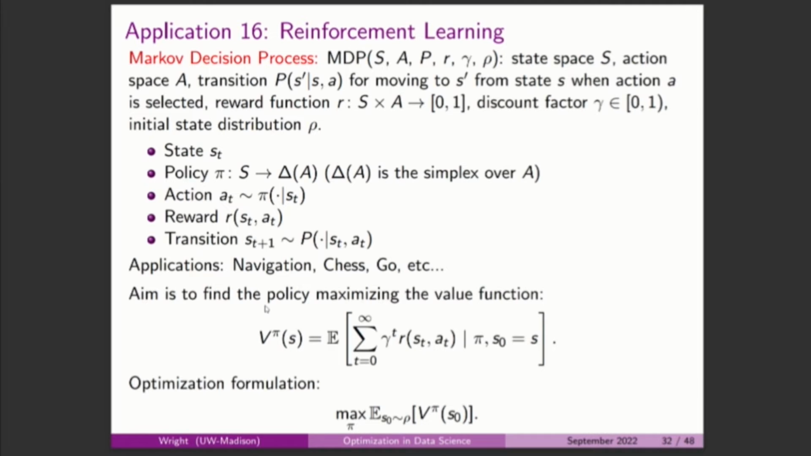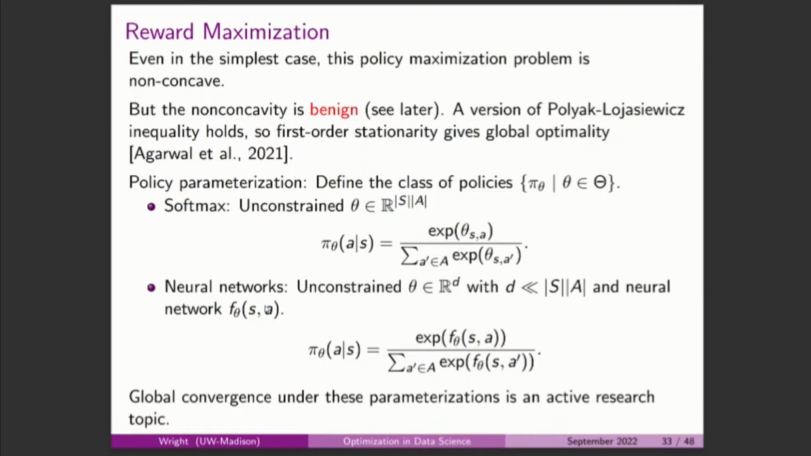Okay, and you can write down an objective that you're going to try to maximize, which is this value function. V depends on the policy pi, and the value function at a certain state S is given by the expectation over a certain time horizon of the sequence of actions that come from that policy. So what we want to do in optimization is to maximize the value function, to find the policy that maximizes it. So we can do that.